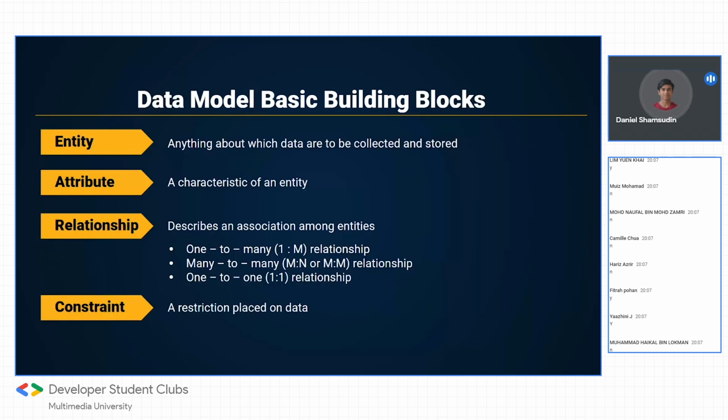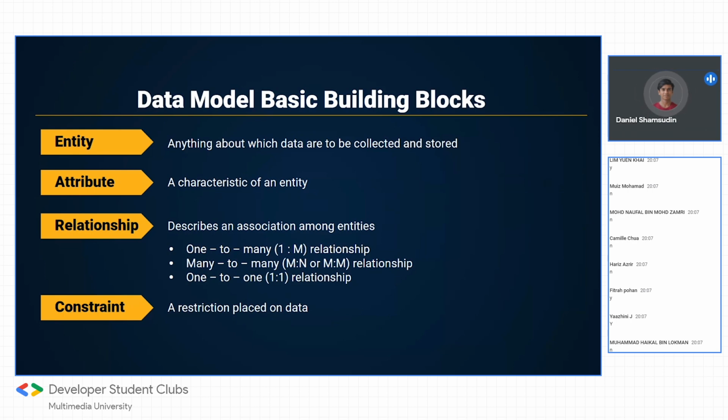Now, relationship. Basically, a relationship is how entities connect or relate with each other. We have mainly 3 types of relationships, namely one-to-one, one-to-many, and many-to-many. What does each of these relationships do? We'll cover that later on in this session.